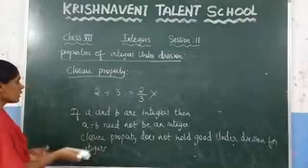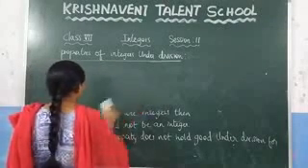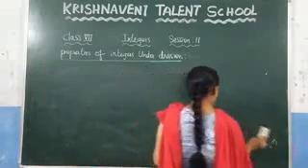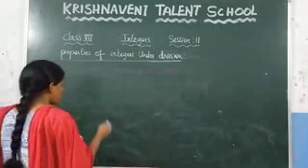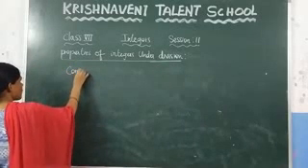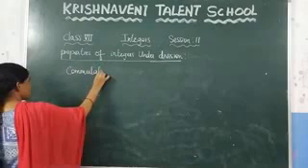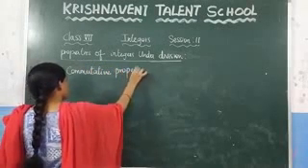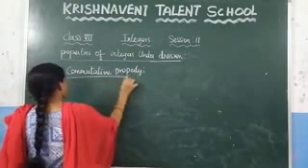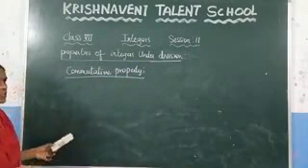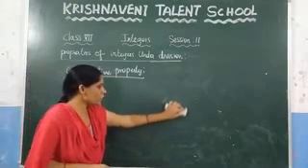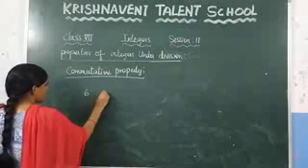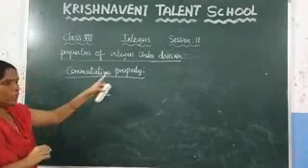Now check for the commutative property. What is the next property? Commutative property. What does it state? Just now we discussed it under subtraction. What we need to do here is take two whole numbers. Let us consider 6 and 2.